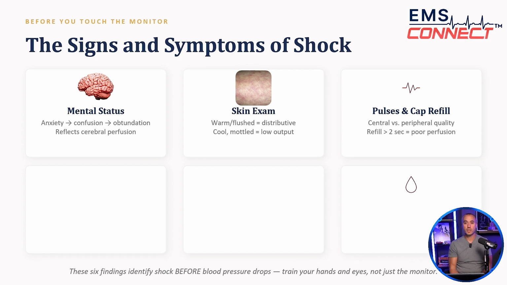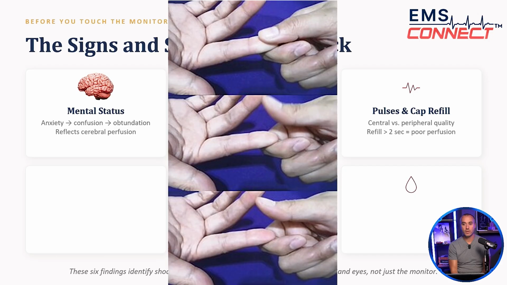We want to assess pulses, both central, so femoral pulses, carotid pulses, and then peripheral, radial or DP pulses in the feet. And also assess cap refill. This is just an example of how you do this. You just depress the skin. You're basically pushing the blood out from the capillaries, and you're seeing how quick that refills. And you count how long that takes. Anything greater than 2 seconds is poor capillary refill.